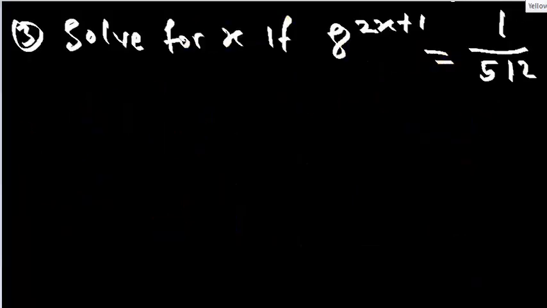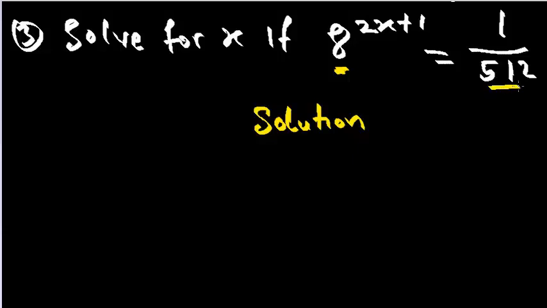So our last question for today is solve for x if 8 exponent 2x plus 1 is equal to 1 over 512, right? So we start with solution. Now if we consider the bases that we have here, we have this one as 8, and this one we have a fraction here which is 1 over 512. But we have the denominator here which is 512, right?